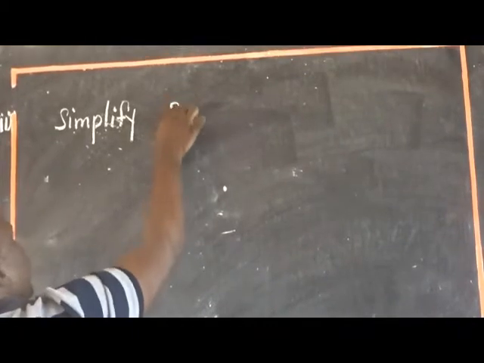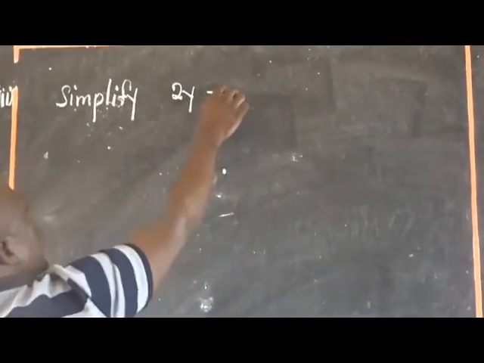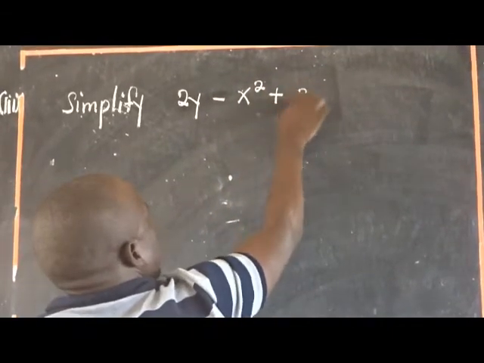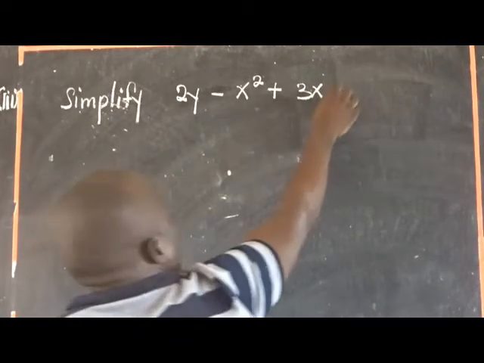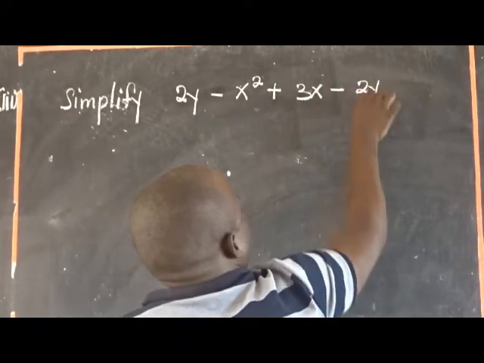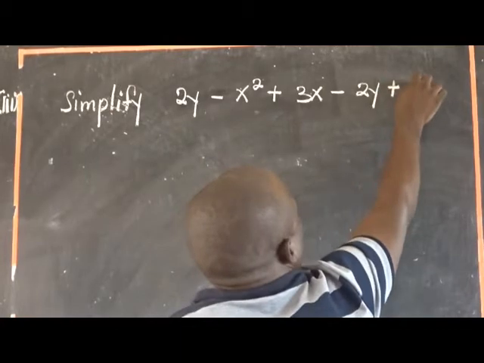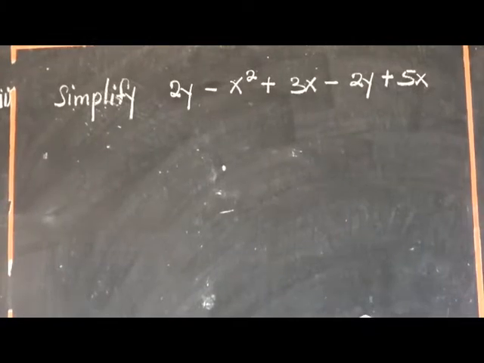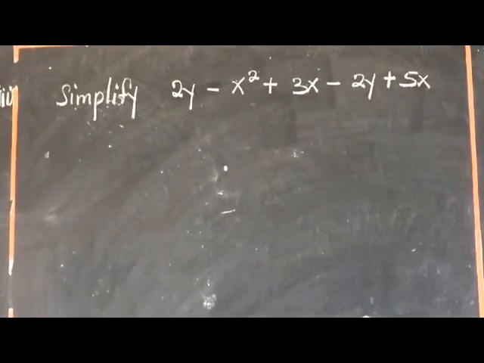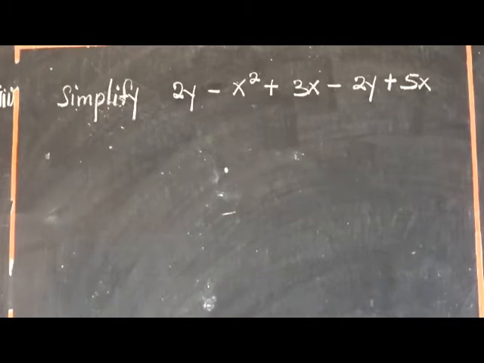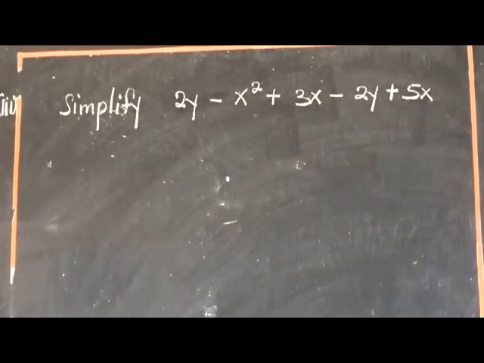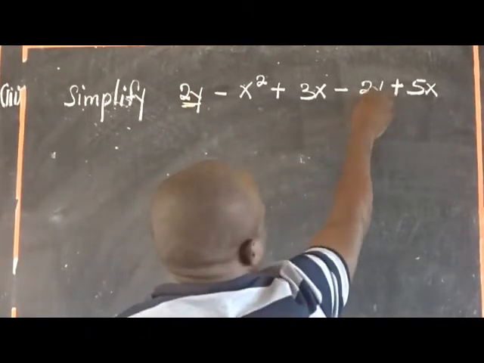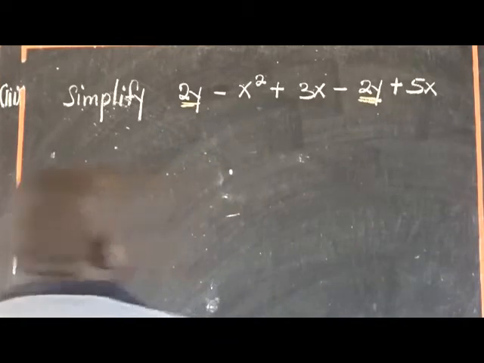Simplify 2y minus x squared plus 3x minus 2y plus 5x. Simplify 2y minus x squared plus 3x minus 2y plus 5x. So in this case, we shall identify the like terms. This is 2y, and this is 2y, which means these two terms are similar.